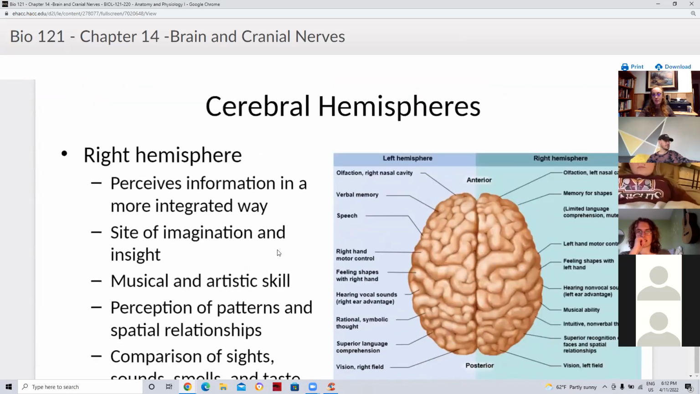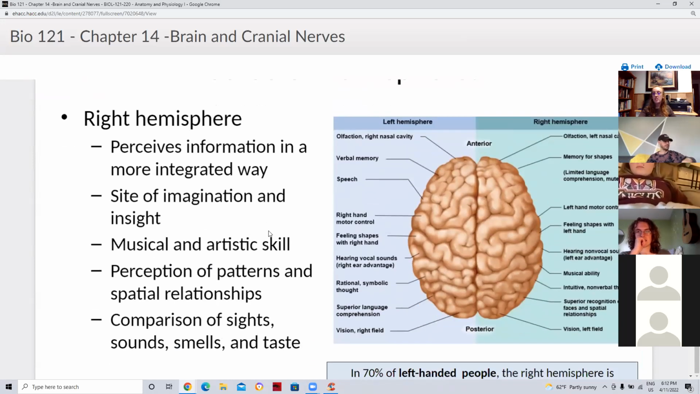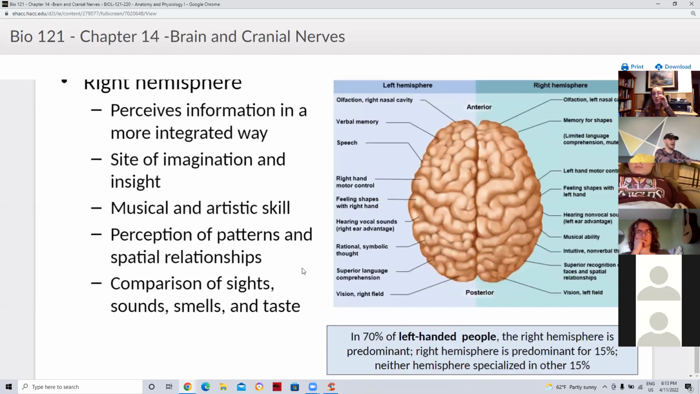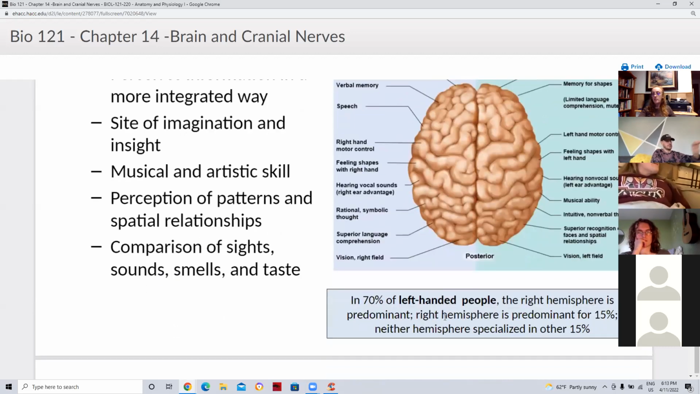The right hemisphere perceives information in a more integrated way. It's a site of imagination and insight, musical and artistic skill, perception of patterns and spatial relationships, and comparisons of sights, sounds, smells, and taste. In 70% of people, the right hemisphere is predominant. And then, of course, that doesn't look right at all.